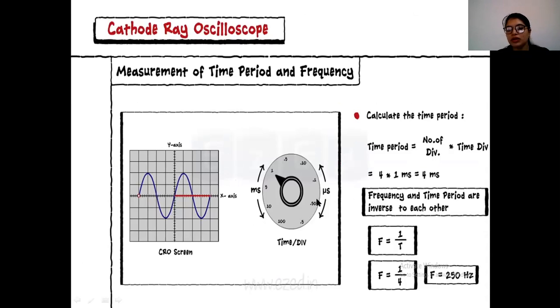Now we all know that frequency is the inverse of time period; time period and frequency are inverse to each other. So f is equal to 1 by T. Here T is 4 milliseconds, so frequency will be 1 by 4 milliseconds, which is equal to 250 hertz. Hertz is the unit of frequency. It is important to mention units here: here it is millisecond, here it is hertz. If we do not mention units, we may get confused between microsecond and millisecond, and the output will be wrong.